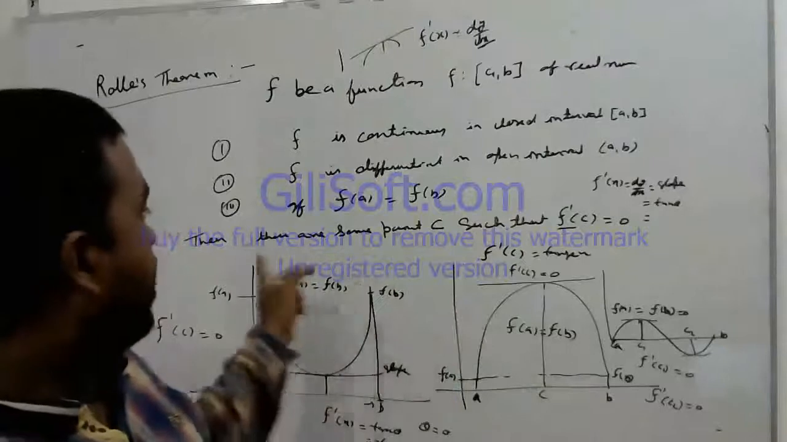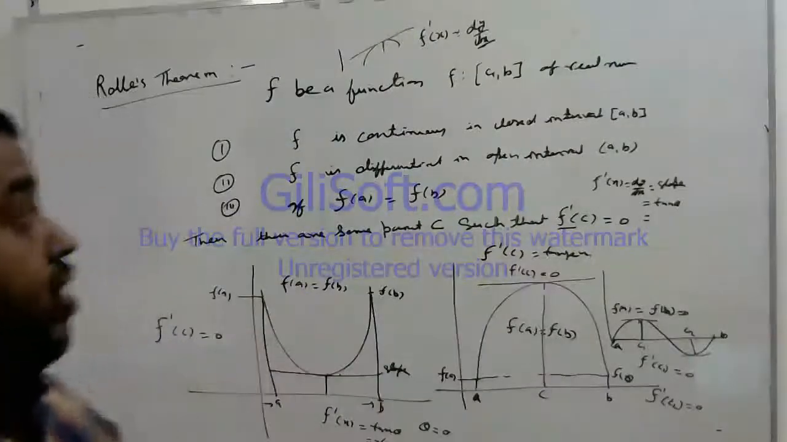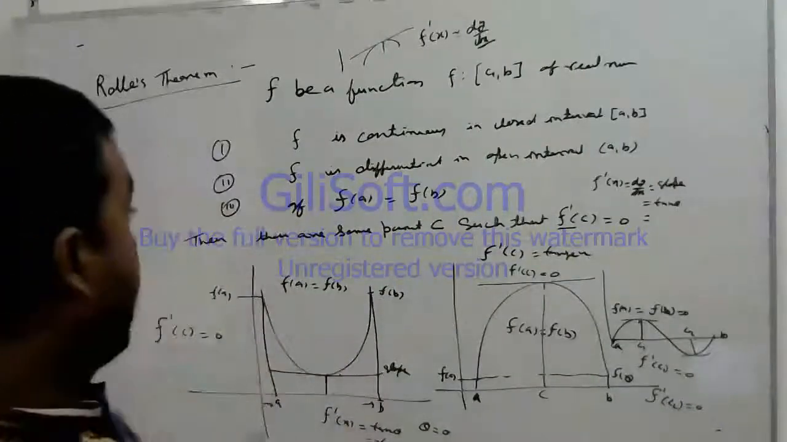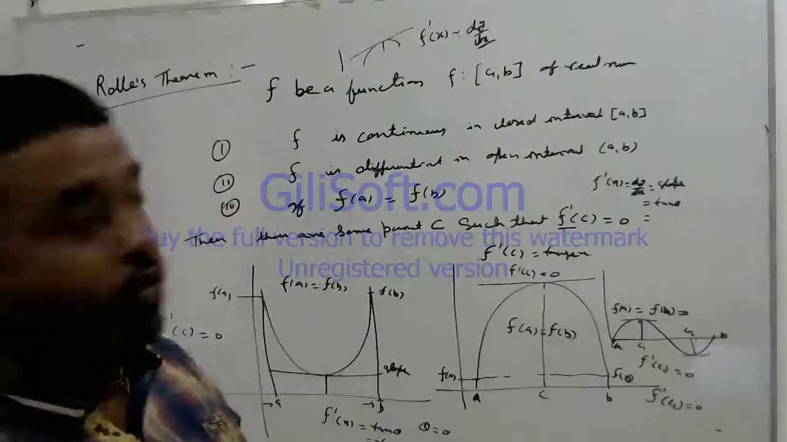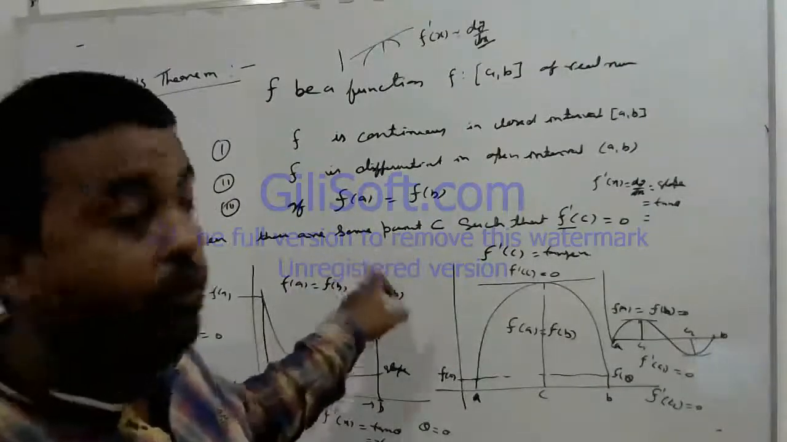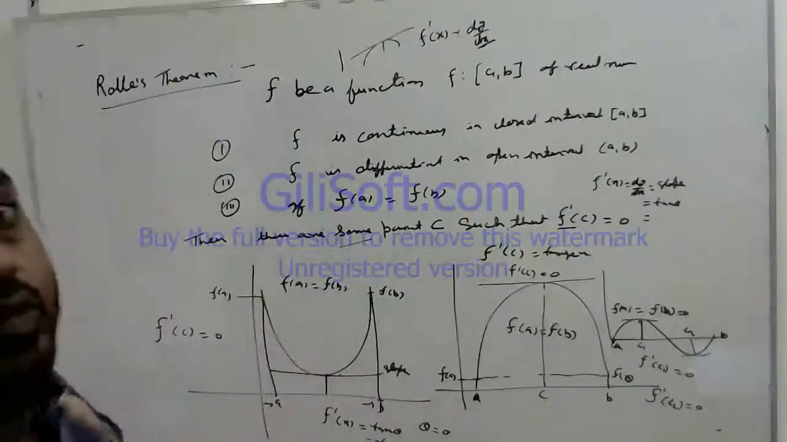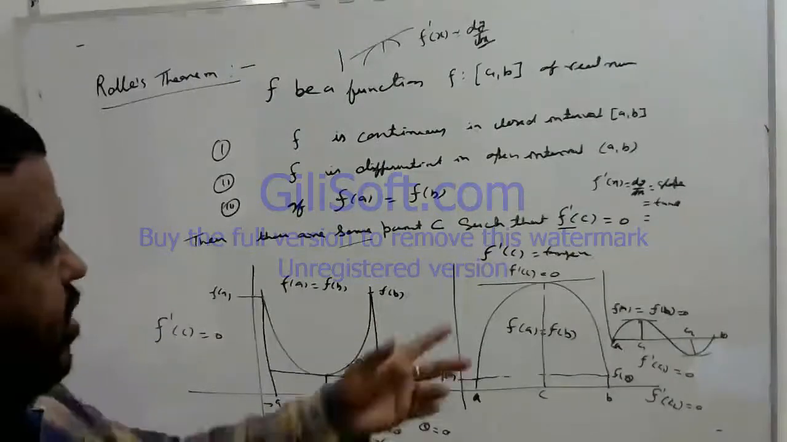So that's why we have written here, if f is continuous in a closed interval ab, f is differentiable in an open interval ab, and if f(a) is equal to f(b), then there are some points. I have written here some point, or you can also write at least one point, such that f dash c is equal to 0.